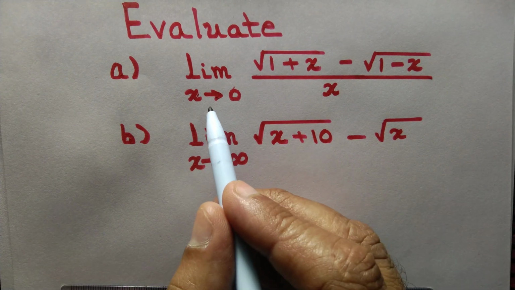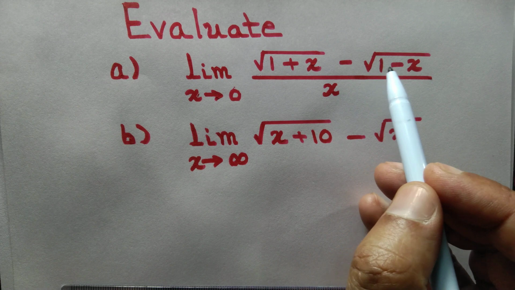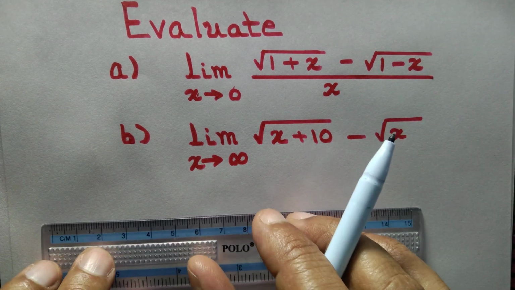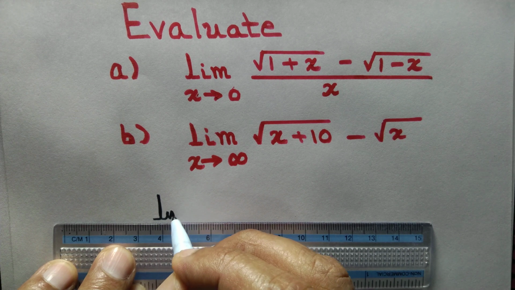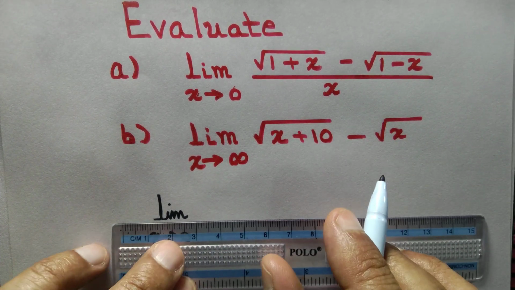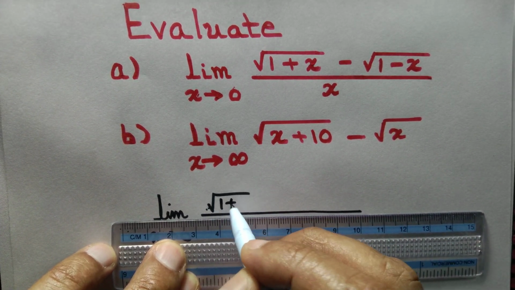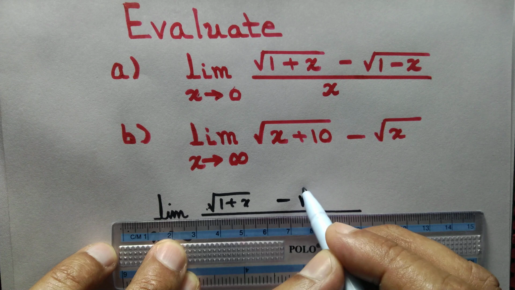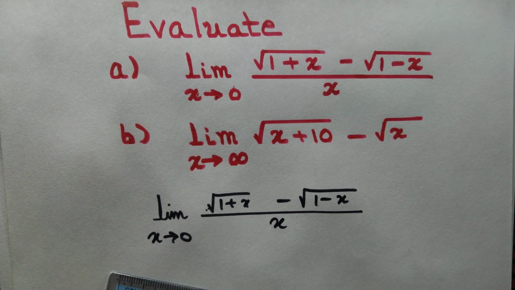Just evaluate the limit. Limit x tends to 0, root over 1 plus x minus root over 1 minus x by x. So we want to determine the limit. Limit x tends to 0, root over 1 plus x minus root over 1 minus x by x.